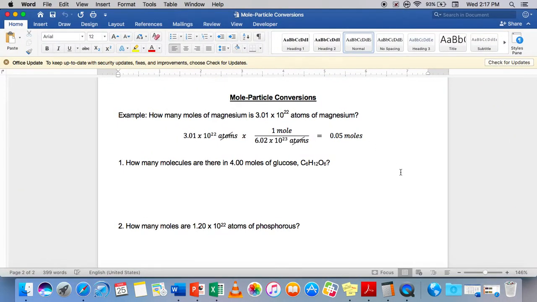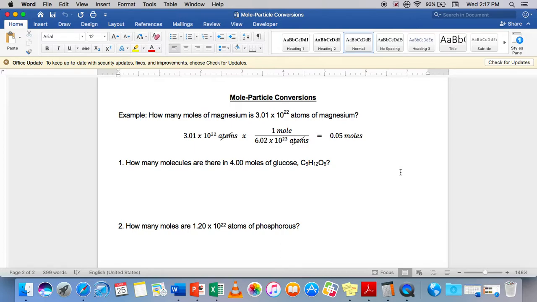For the mole particle conversions, like I mentioned, we're going to be using the upper right hand side of our mole map, and we're going to be using Avogadro's number. So first let's look at our example. How many moles of magnesium is 3.01 times 10 to the 22nd atoms of magnesium?